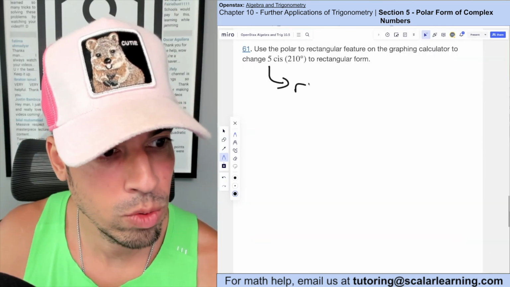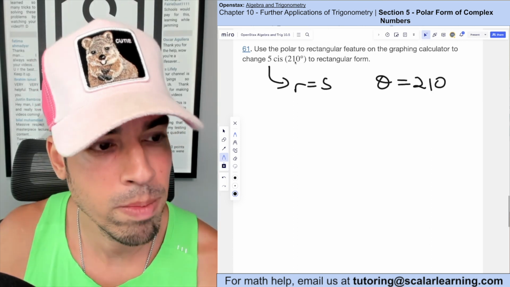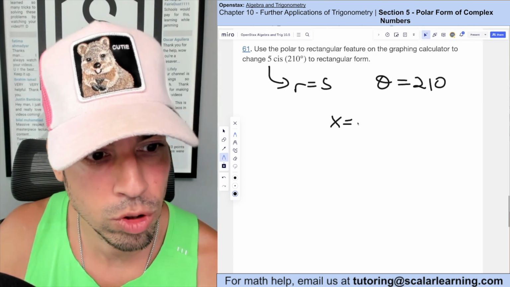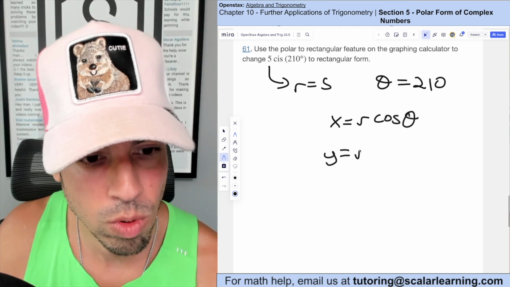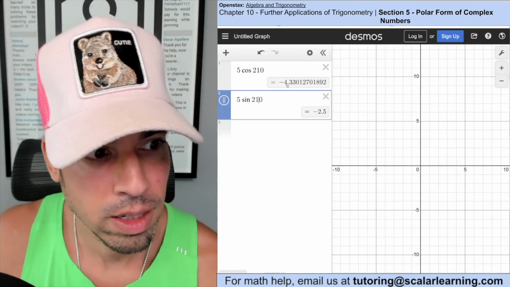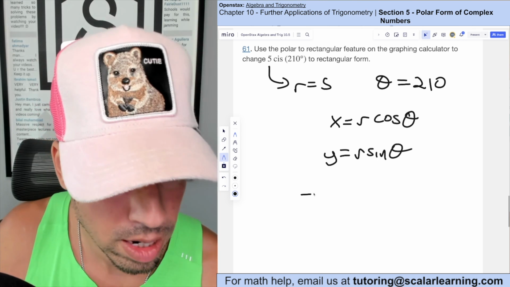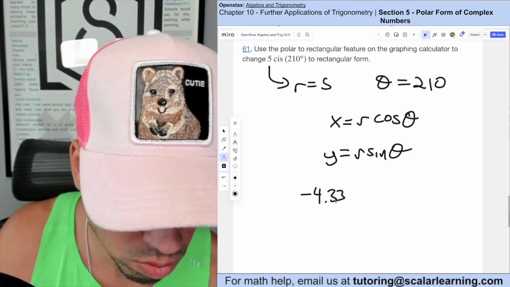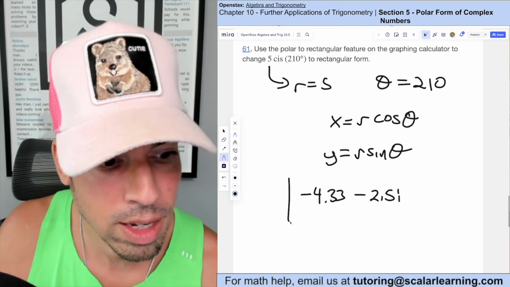Boom, done. So for this one, we got an r value of 5, and we got a theta value of 210. And remembering that x is equal to r cosine theta, and y is equal to r sine theta, we can use Desmos to calculate these values. So here we got -4.33 for x, -2.5 for y. So we got -4.33 minus 2.5i. That's how you do it.